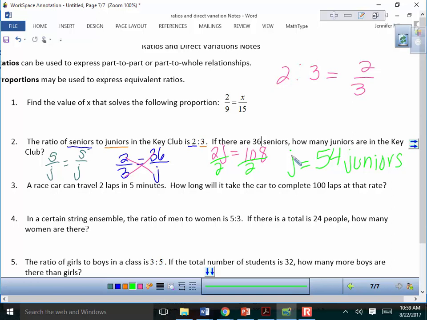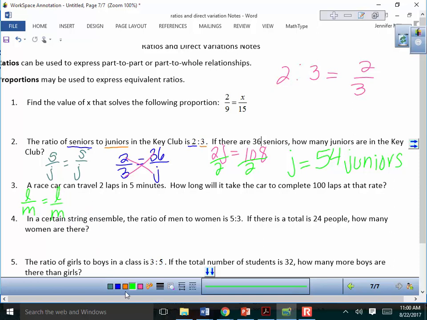All right, so look at number 3. On number 3, it says a race car can travel 2 laps in 5 minutes, okay? How long will it take the car to complete 100 laps at this rate? Amaya, what two things are we comparing in example number 3? Laps and minutes. So we can say laps over minutes is equal to laps over minutes, okay?